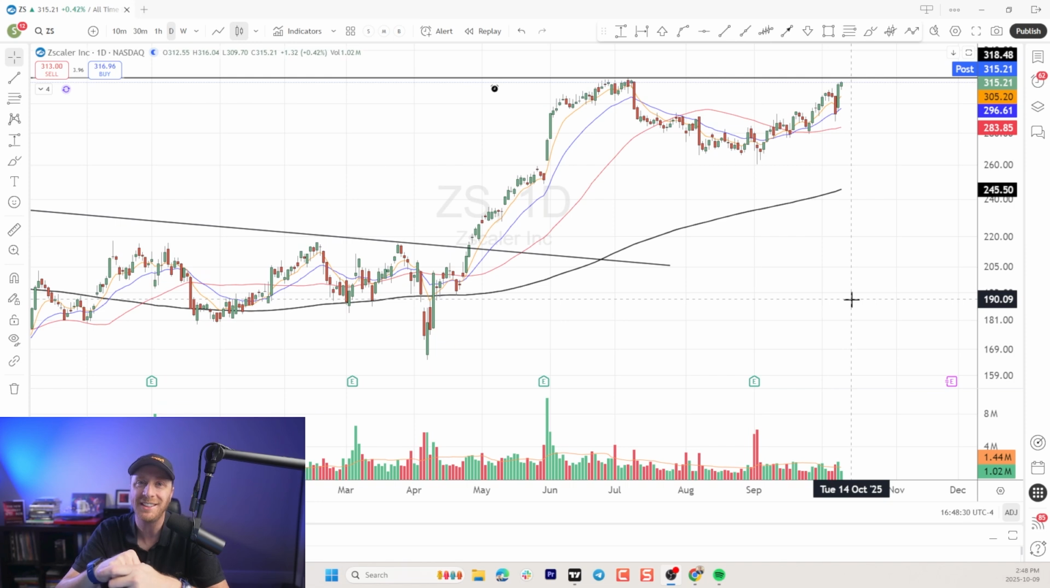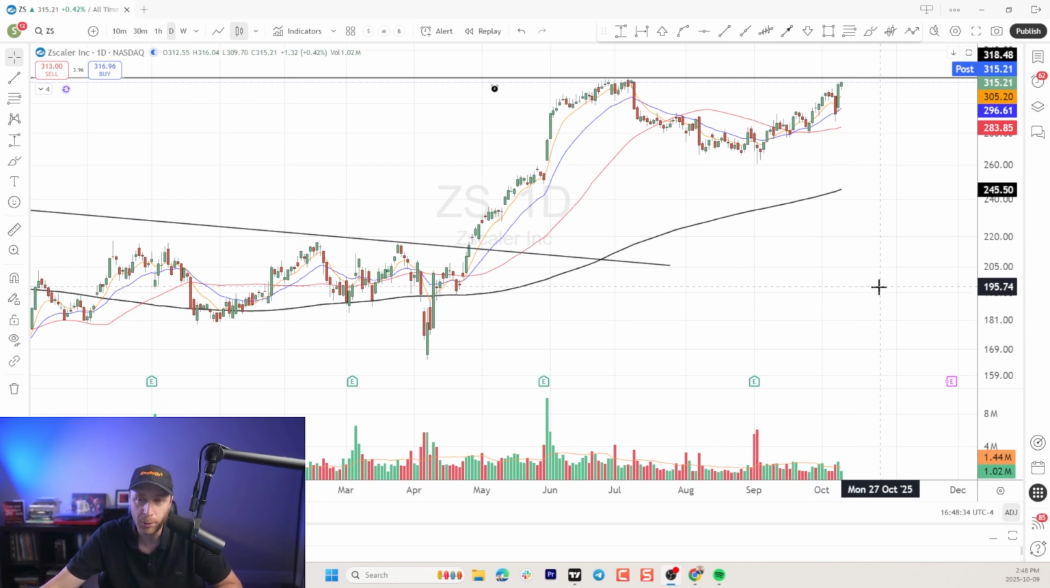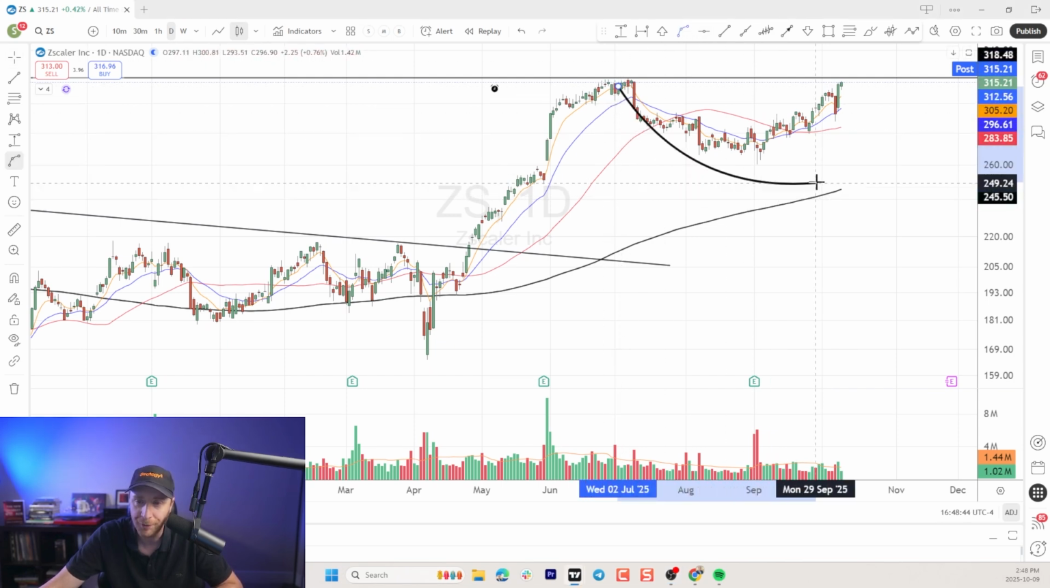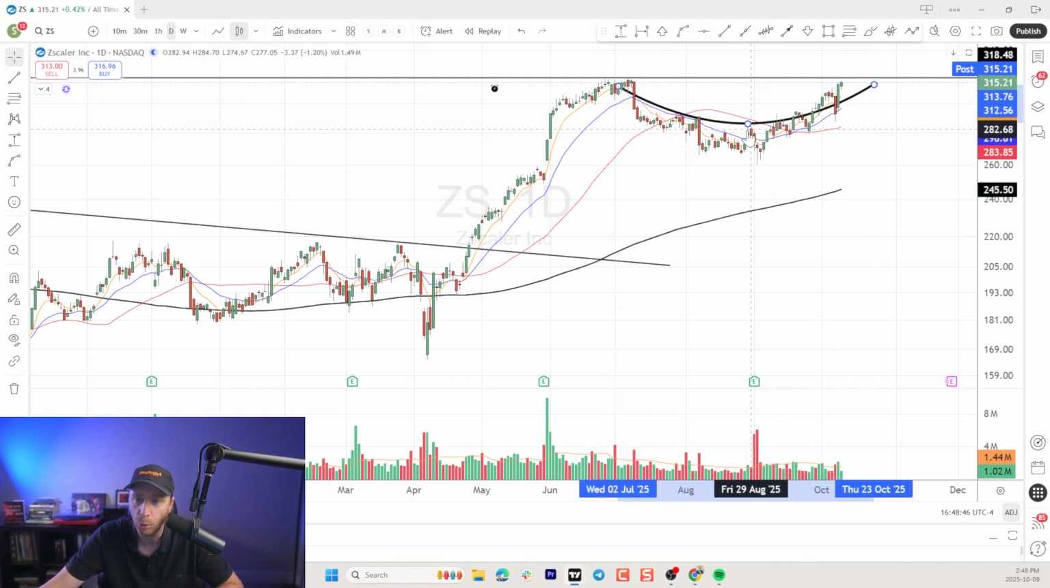Want to take a look at Zscaler. This is ticker ZS. Now, ZS is forming a cup without a handle. You can see that we hit resistance here in July, slammed up around the 318 level, have pulled back under the 50-day moving average, but since recovered back to that previous breakout zone.